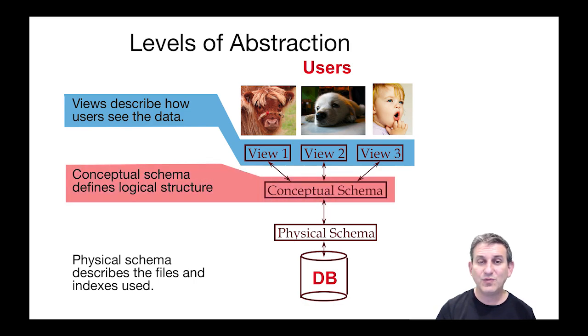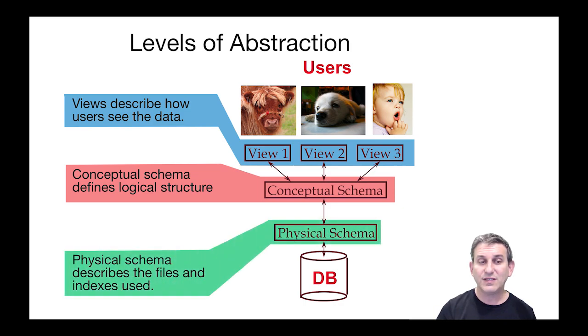Underneath that, there's a conceptual schema that's global to the database that tells us what are the relationships and the attributes of those relations in the database. And this defines the logical structure of the information that we're actually capturing and storing. And then finally, below that, there's a physical schema that describes the files and the indexes that are used to represent the data in the logical schema.